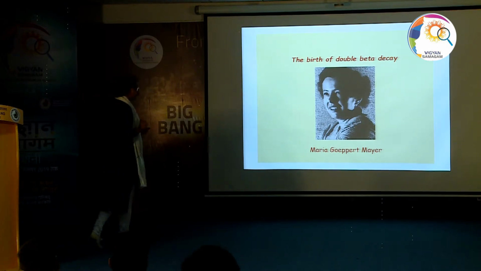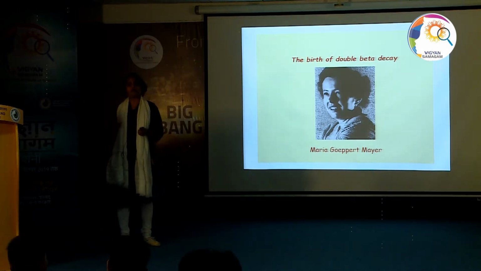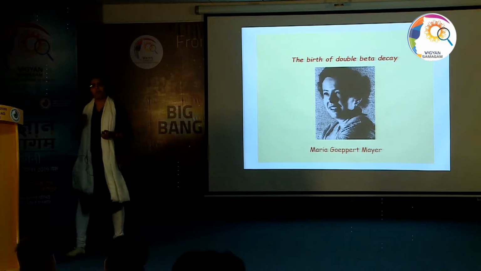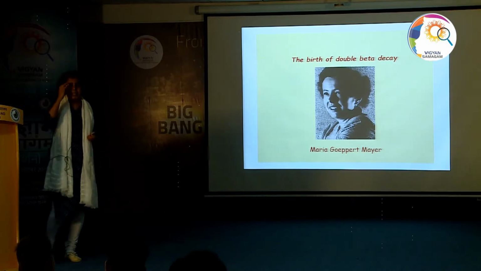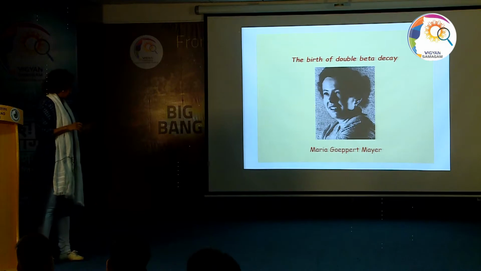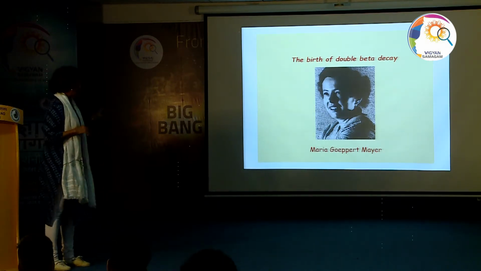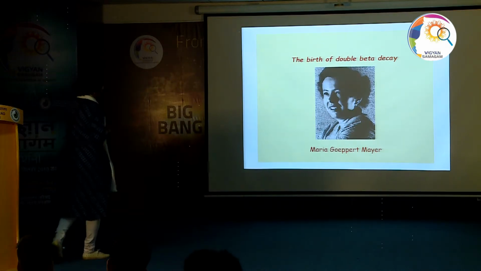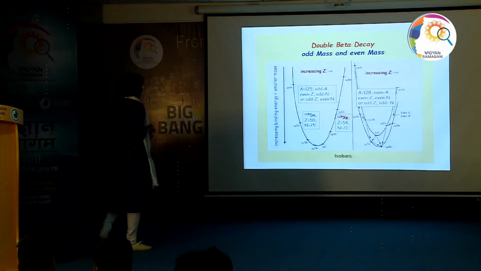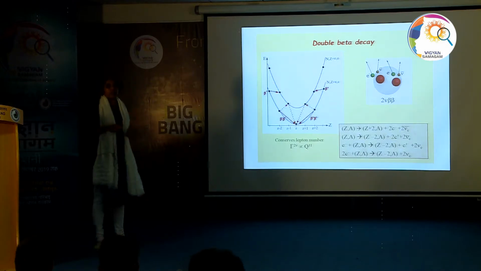We learnt about the neutrino from beta decay. So now when we want to learn about the nature of the neutrino, we go one step further than beta decay, and that's called double beta decay. And Maria Goeppert-Mayer, another woman Nobel laureate, gave the concept of double beta decay. So what happens in double beta decay in nuclei?